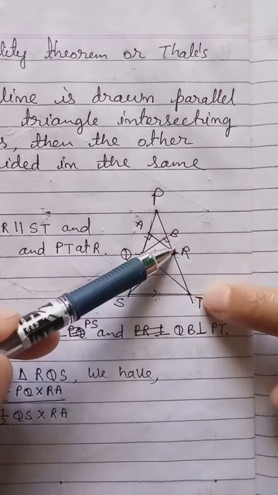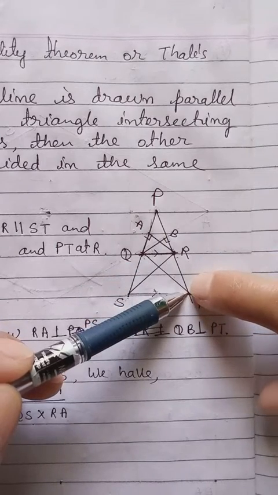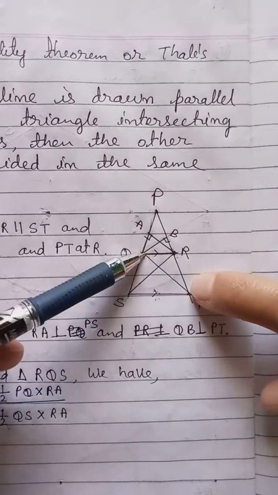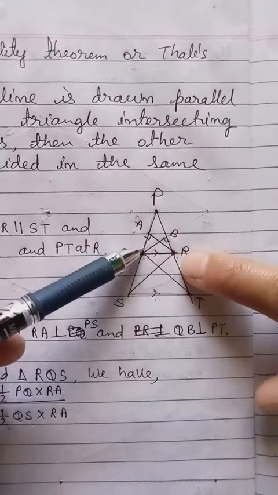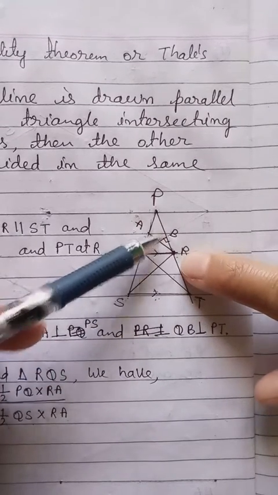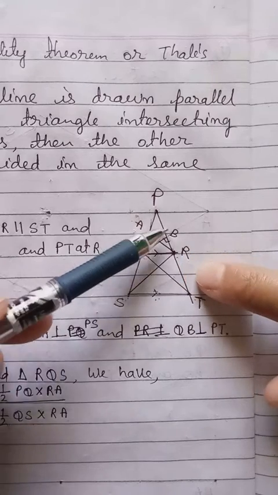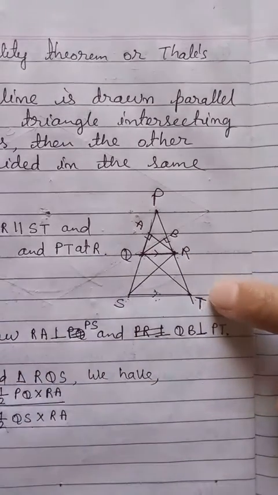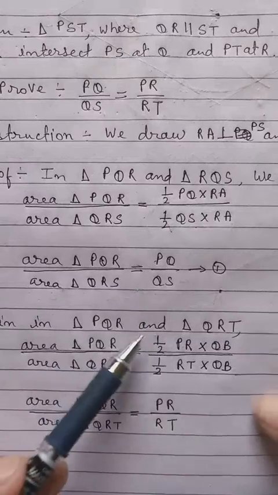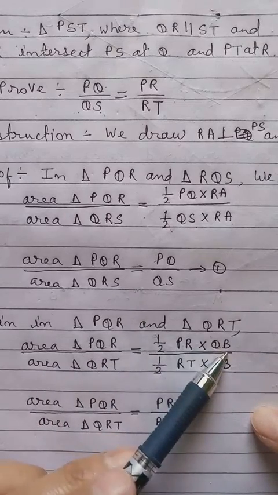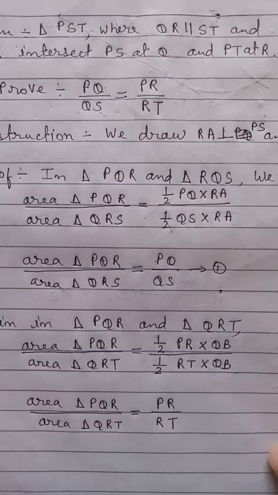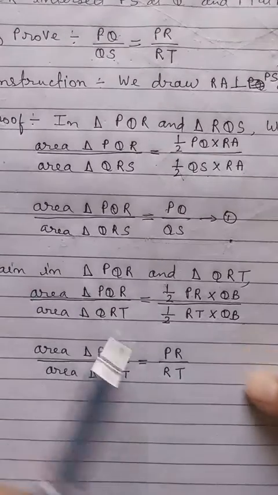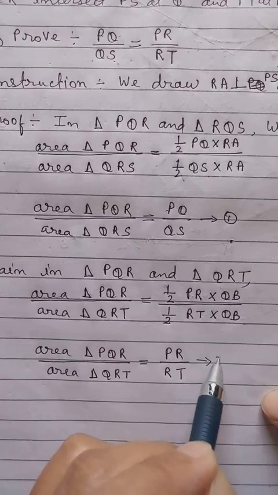Then here also we will take RT as the base because we want it. Then the height again will be QB. This one also is obtuse, so the height is outside. Remember, because the height should be perpendicular. Here again half we can cancel, QB we can cancel, so we are left with PR by RT. Then we can name this as equation 2.